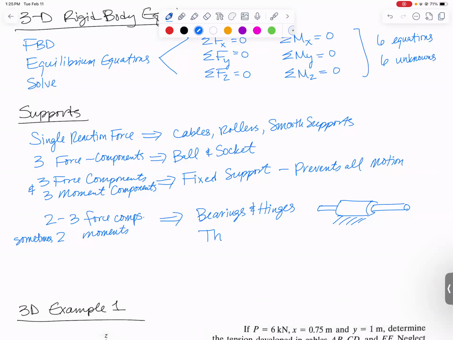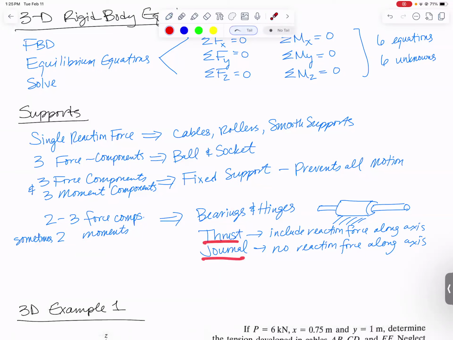And then there are 2 terminology things that you're going to see show up in the book. One is what we call a thrust bearing, and the other is called a journal bearing. This is how we're going to decide whether we're going to put 2 versus 3 force components on our bearing. A journal bearing allows free sliding along the axis. So for a journal bearing, you will have no reaction force along the axis. A thrust bearing, you do. So you will include a reaction force along the axis. That's how you know if at a bearing you're going to have 2 or 3 force components. It depends on whether it is a journal bearing or a thrust bearing.